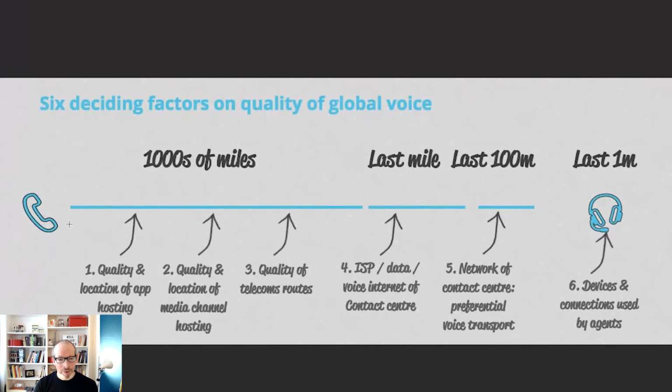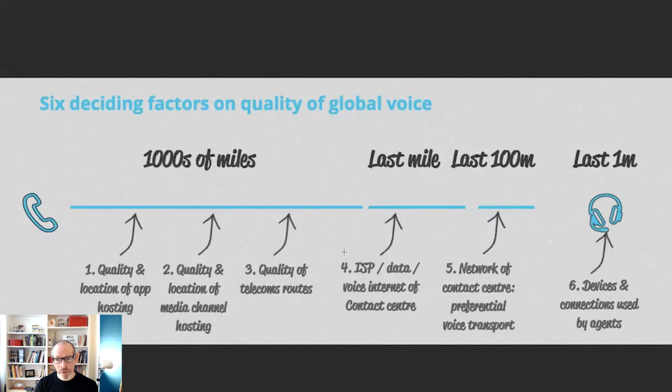And in these thousands of miles, you actually have 3 further factors or parts of the network affecting quality. You've got the quality of your telecoms routes and telecoms interconnections, the quality and locations of where your media channels are handled. So if your caller is from Texas and your media channel managing servers on AWS are in Sydney, that's going to be completely different than having them relatively near to Texas, like in US East somewhere. And so that really matters. And then the quality and location of your app hosting, where the rest of the stuff is going on.